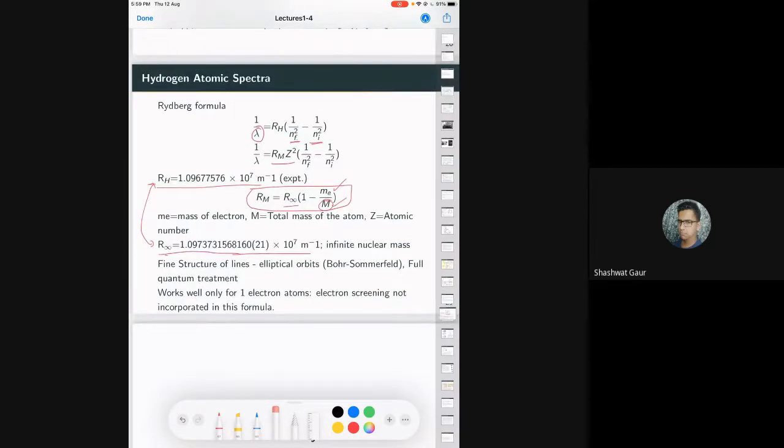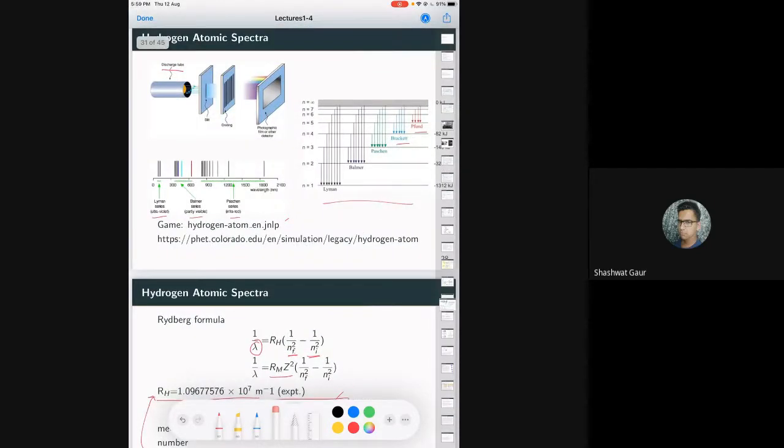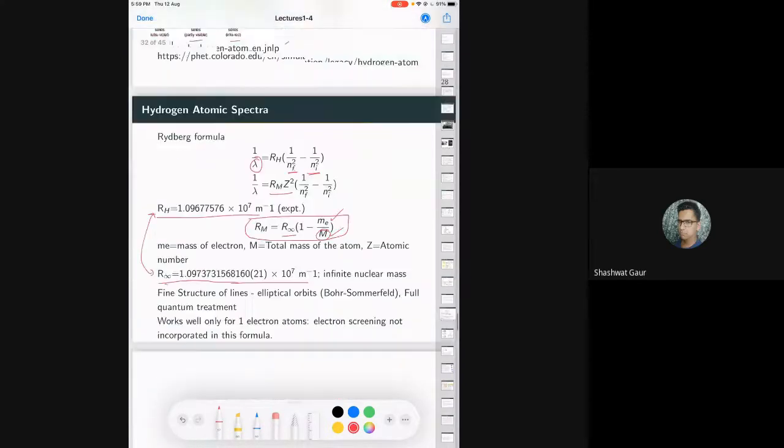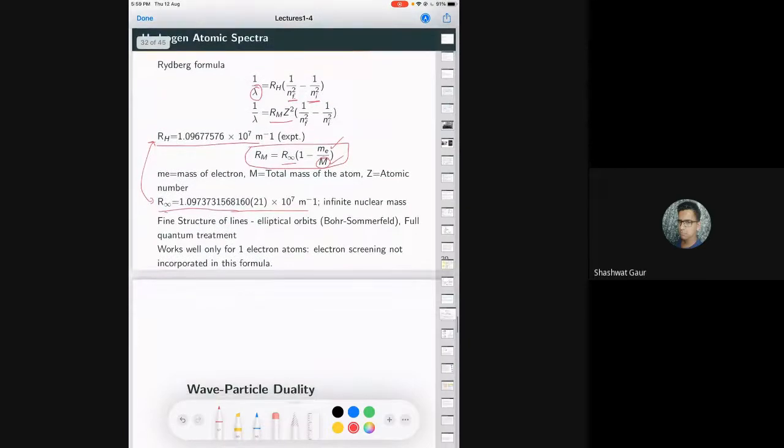So just one more sentence. Bohr had proposed circular orbits, and then when Bohr and Sommerfeld extended their theory to elliptical orbits, they were also able to explain the fine structure of the hydrogen spectrum line. So here you only see the broad lines, but if you zoom into them, there is a fine structure. And once the circular orbits were changed to elliptical orbits, we were able to explain that as well. And this is only for 1 electron atoms, like I said. So hydrogen or hydrogen-like atoms.